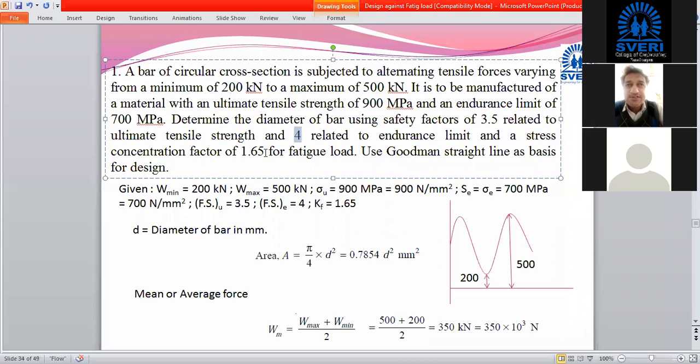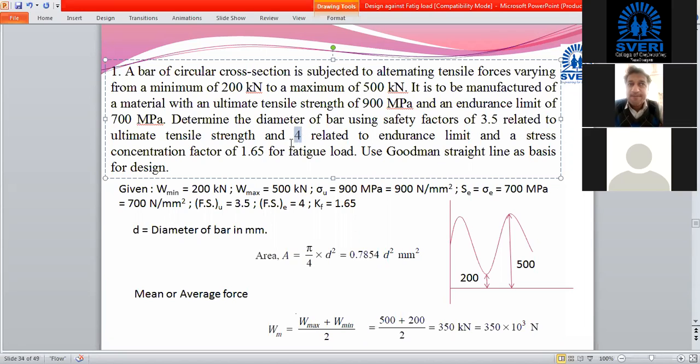Now here the stress concentration factor which has been given is 1.65. For fatigue load, that is nothing but alternating load. Use the Goodman straight line as the base for the design. Here we don't have to go for the Soderberg line, we have to use the Goodman line for solving this problem. So I think everybody has got what the problem statement is.